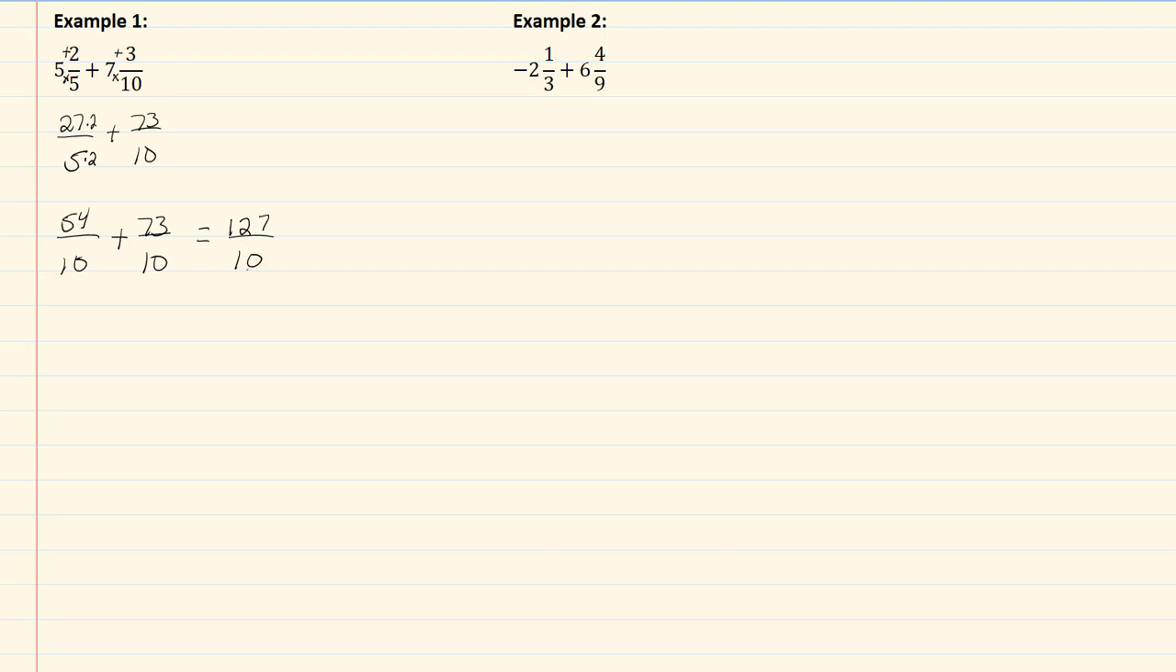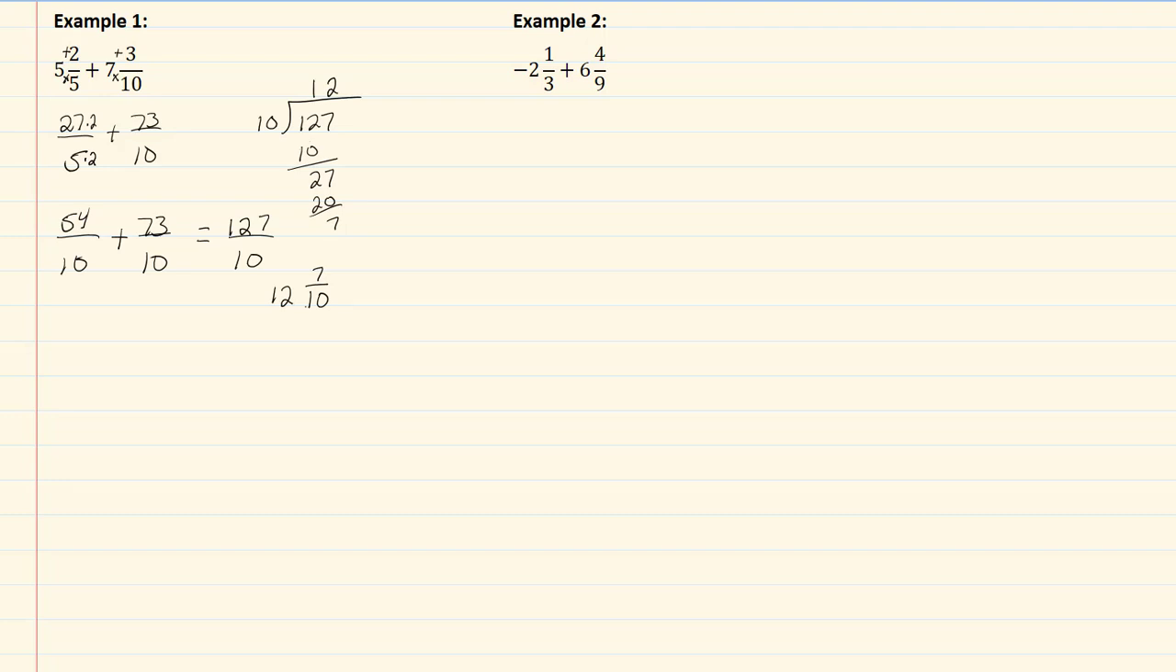Now to convert that back into a mixed number, I'm going to divide 10 into 127. 10 goes into 12 one time, and then 10 goes into 27 two times with 7 left over. So that means this equals my whole number, which would be 12. My remainder would be the new numerator, and then my denominator would be 10.